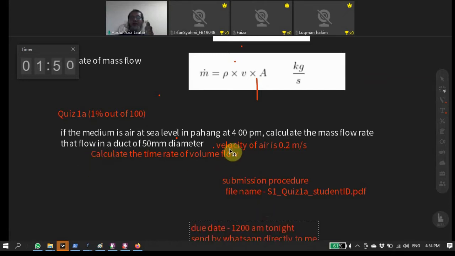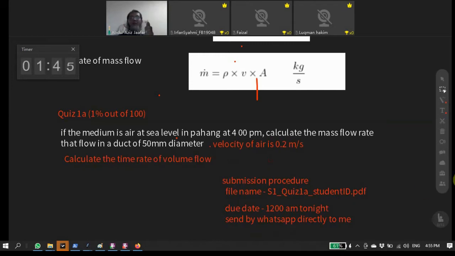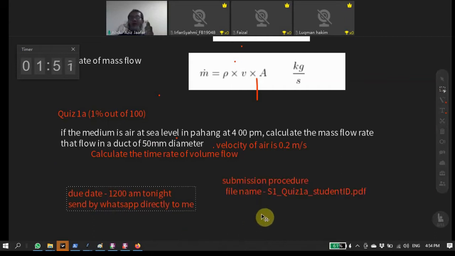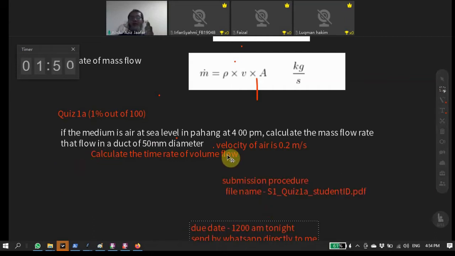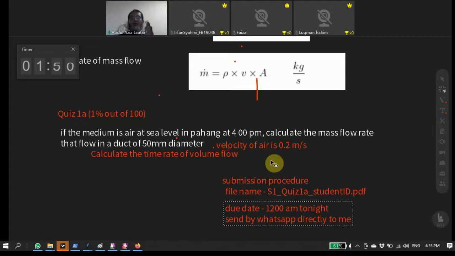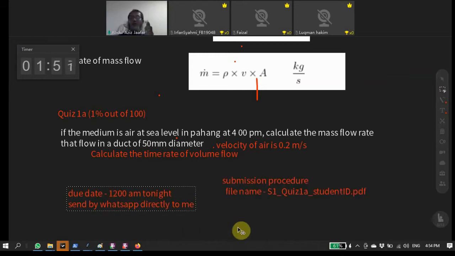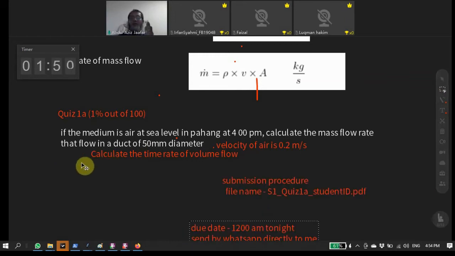Right, so I just add some more velocity here. I just say that the velocity is some value in meters per second. So there is additional information that you can use to calculate the volume, the time rate of volume flow.